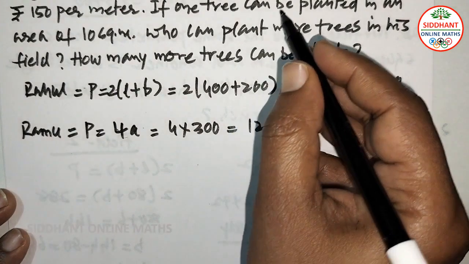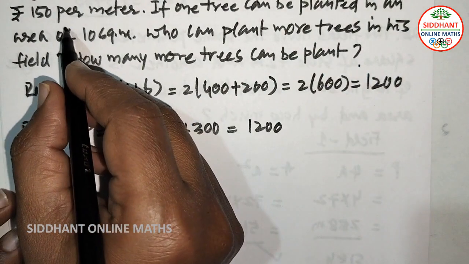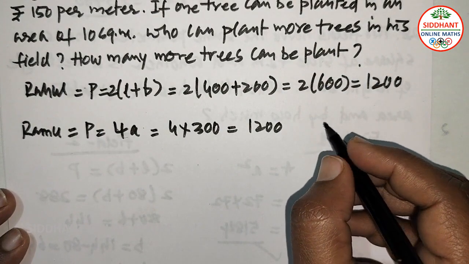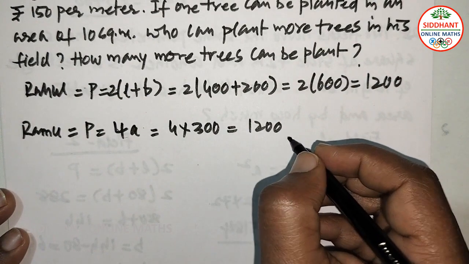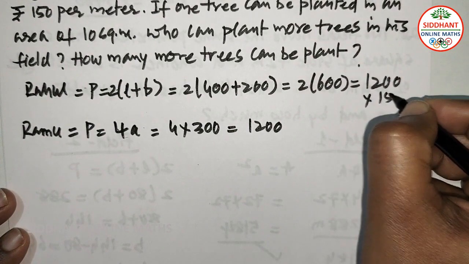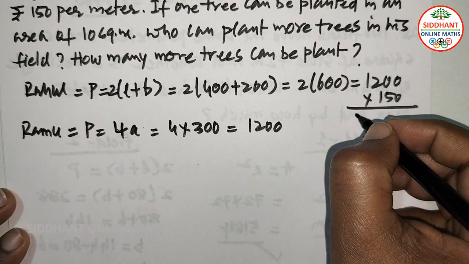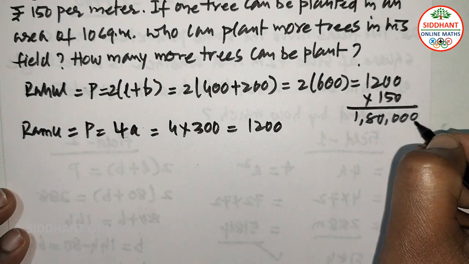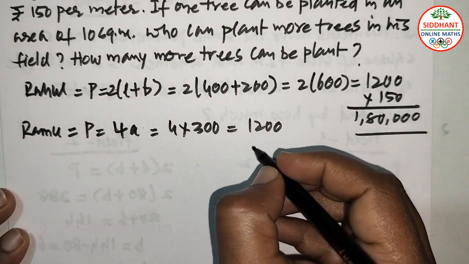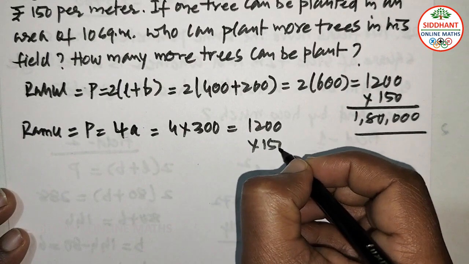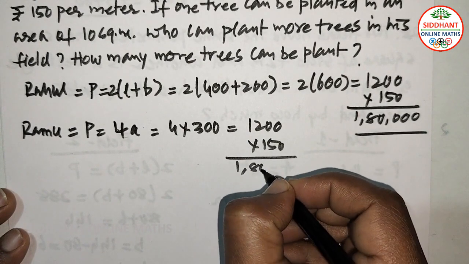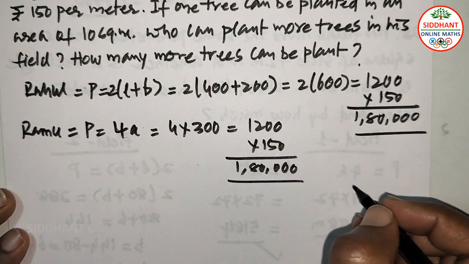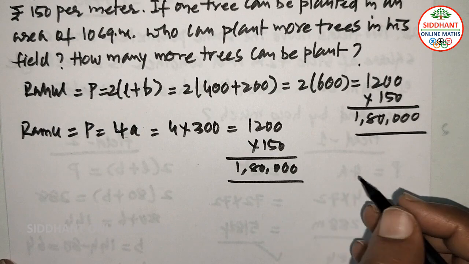They told the cost of fencing is rupees 150 per meter. Then for 1200 meters, how much? That means 1200 into 150. When you do that, we get 1,80,000. And for Ramu, when you do 1200 into 150, you get the same 1,80,000. So this is the cost.